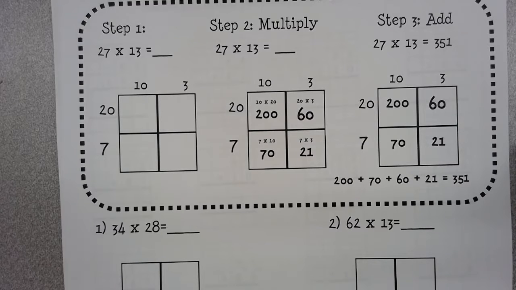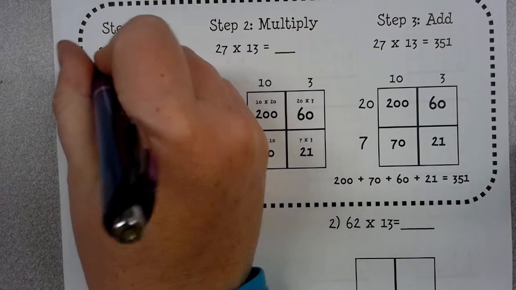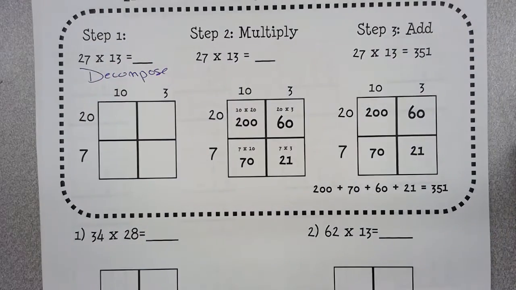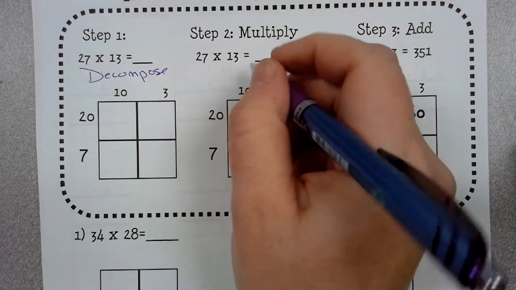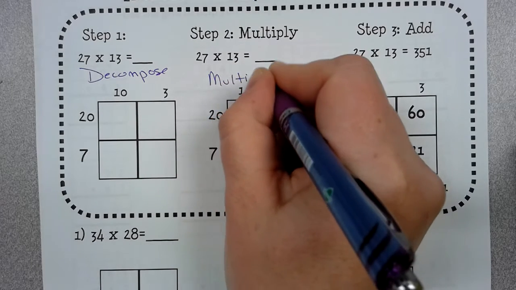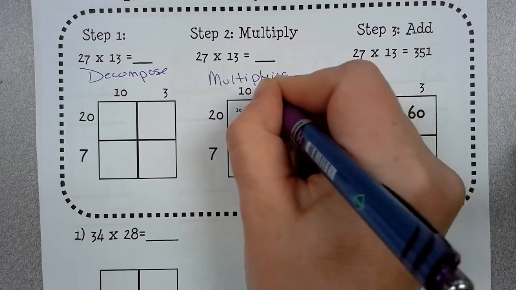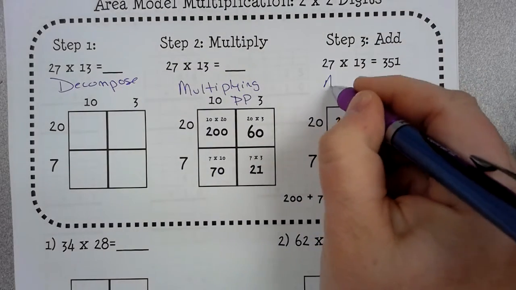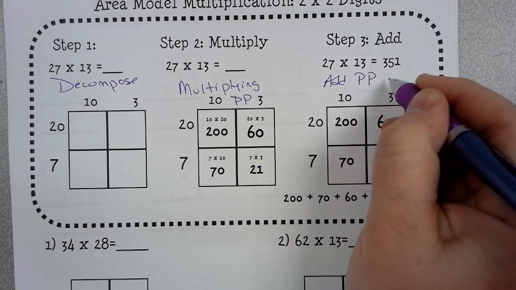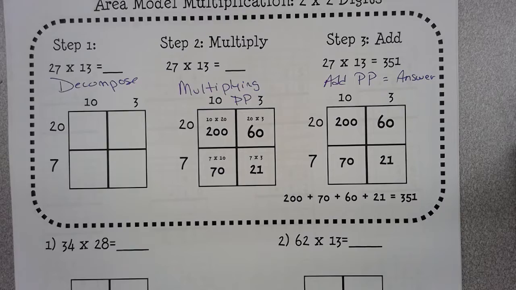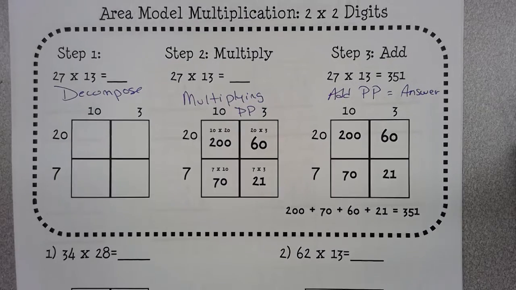Remember, step 1, you decompose. Step 2, you are multiplying for partial products. And then like it says up here, you are adding the partial products to get your answer. All right. So that is your area model.